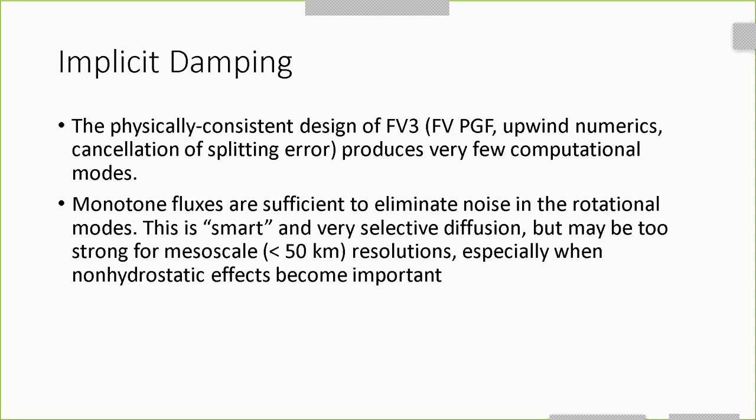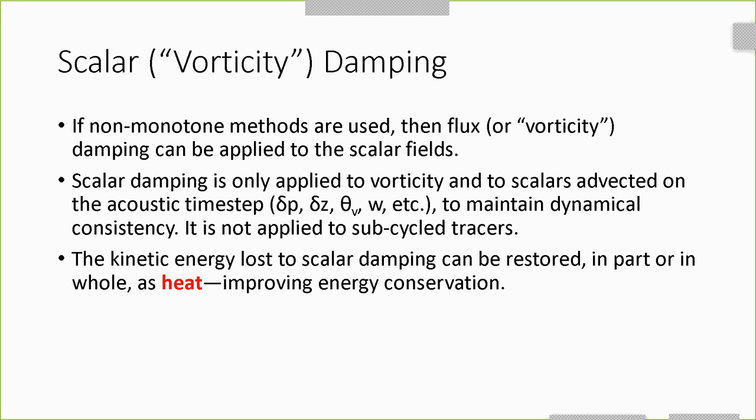One problem with monotonicity schemes is they tend to be too strongly diffusive for higher resolution simulation, particularly when you start running into non-hydrostatic effects, which can happen at resolutions as low as 25 kilometers. So monotonicity schemes have a lot of good advantages for coarse resolution simulation, but for higher resolution, they may be too strong of a draw. So we apply damping to the scalar field, sometimes called vorticity damping, because it was originally applied to the vorticity field. If we use non-monotonic methods for advection, we can then apply some vorticity damping to the scalar field. We need to apply a little bit of this at a very high order, so that it doesn't affect the low-resolved end.